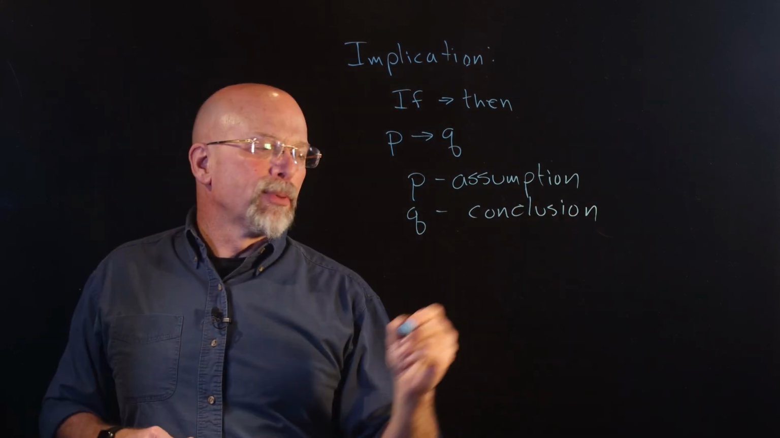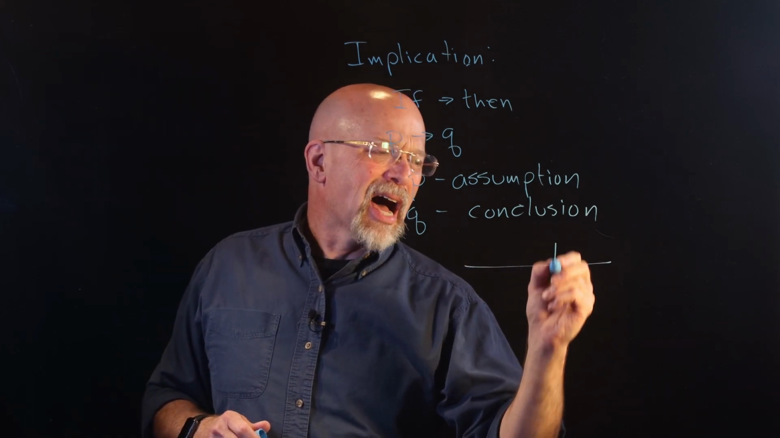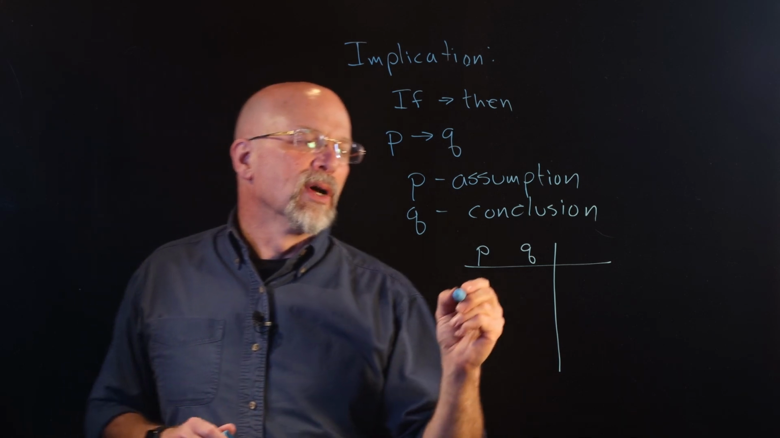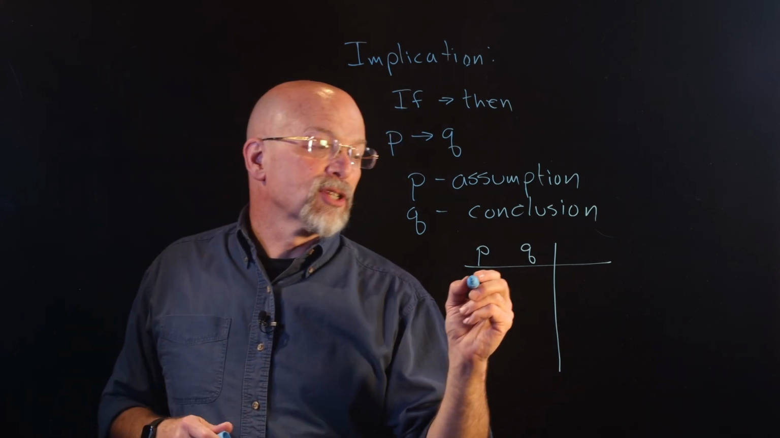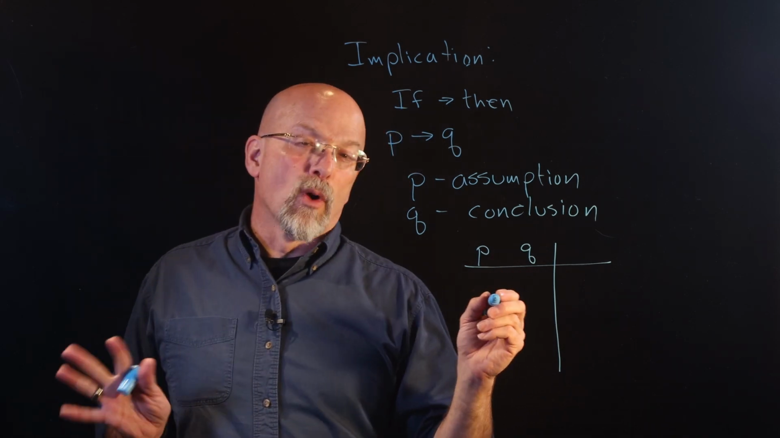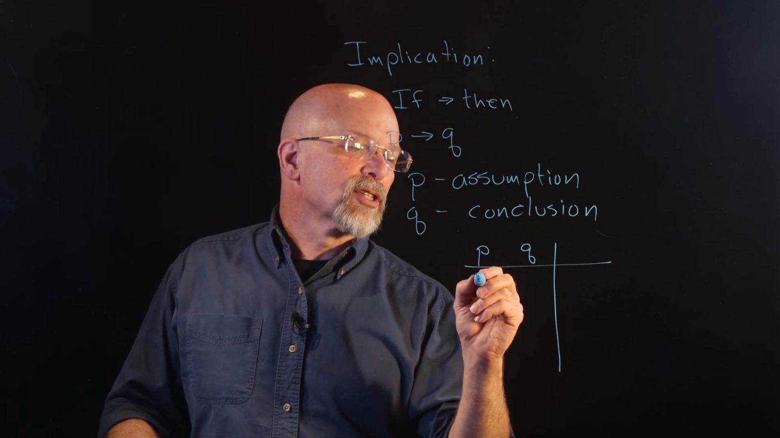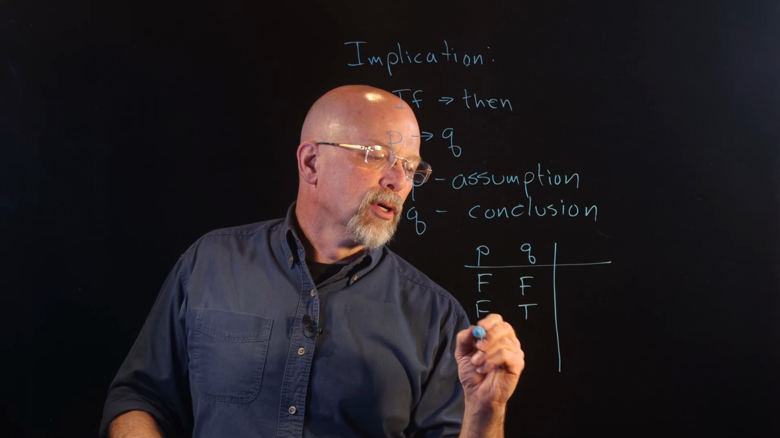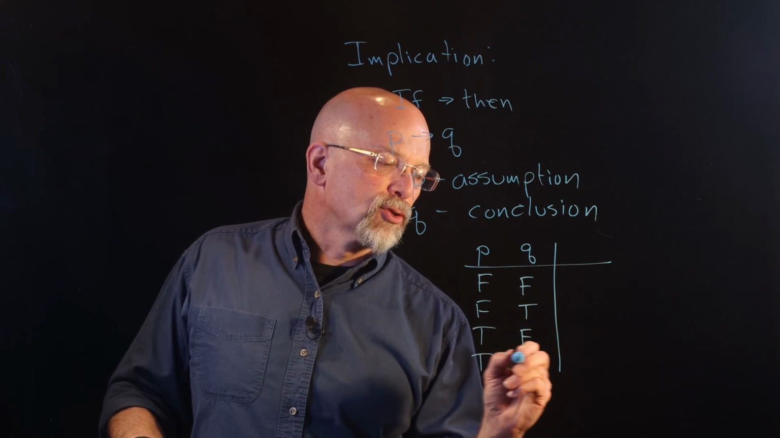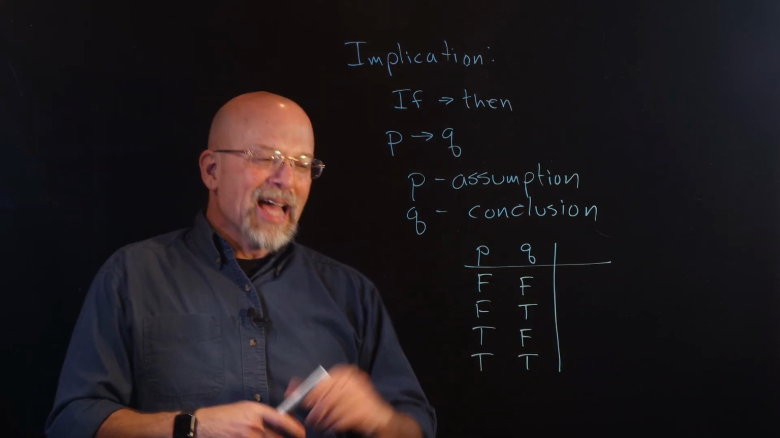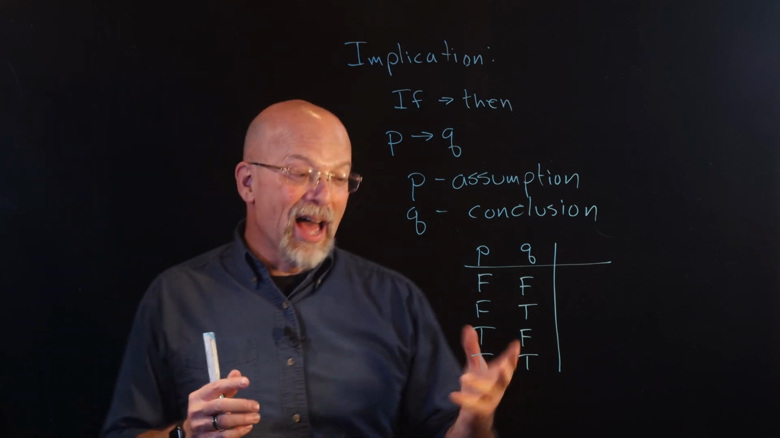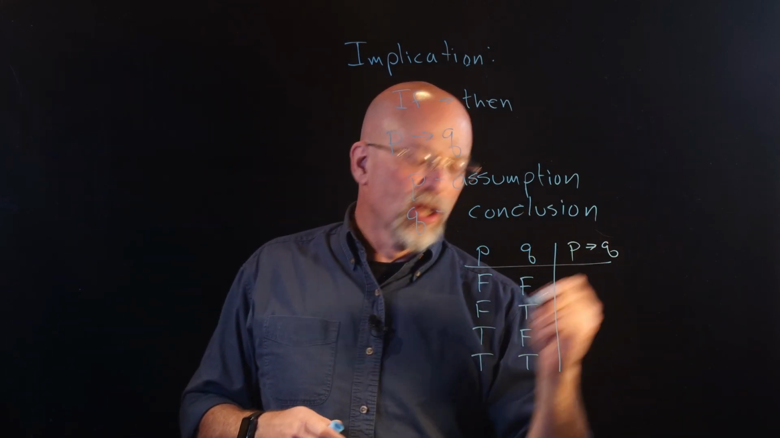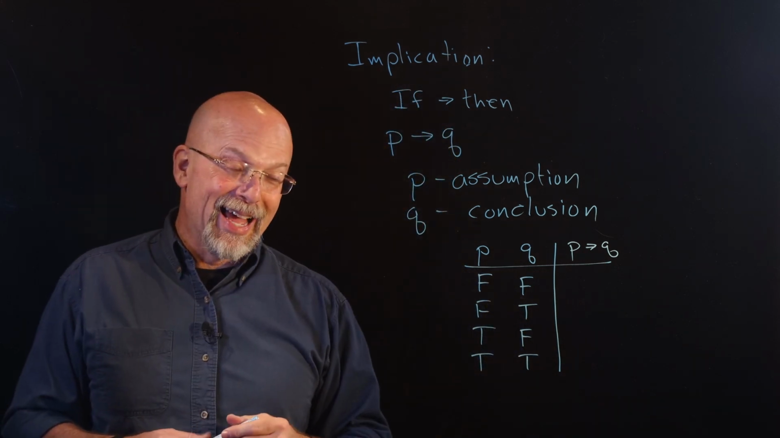And it had a pretty simple truth table. It wasn't an obvious truth table, but it was simple. So we had P and Q, two inputs or two propositions, and that gives us four possible combinations of falses and trues. So we got false, false, false, true, true, false, and true, true. And the idea was that the only time that we were going to get a false from P implies Q is when your parent lied to you.